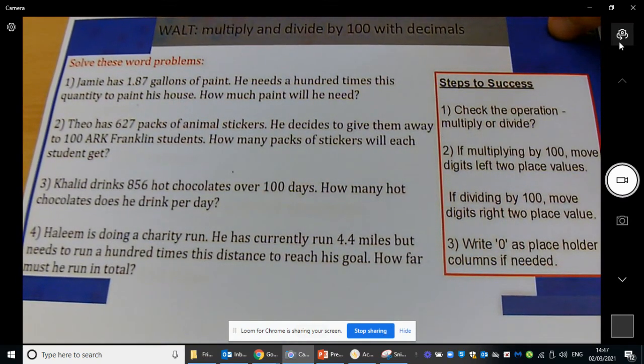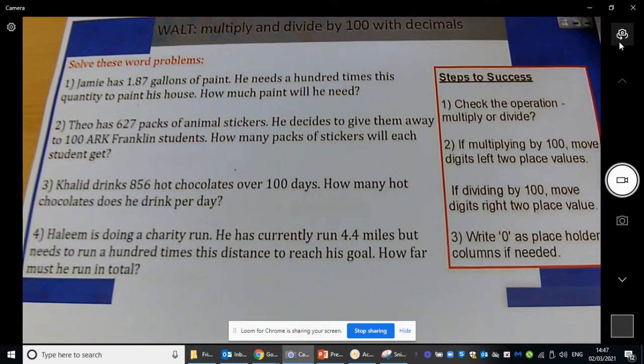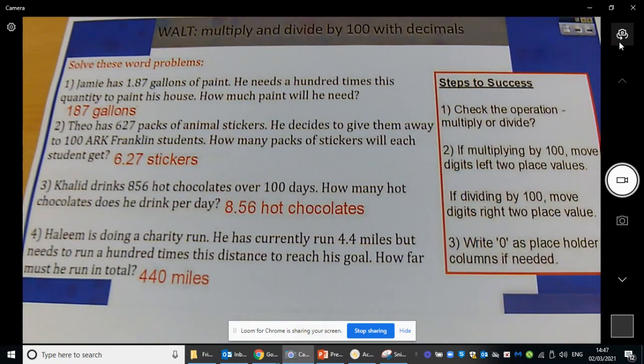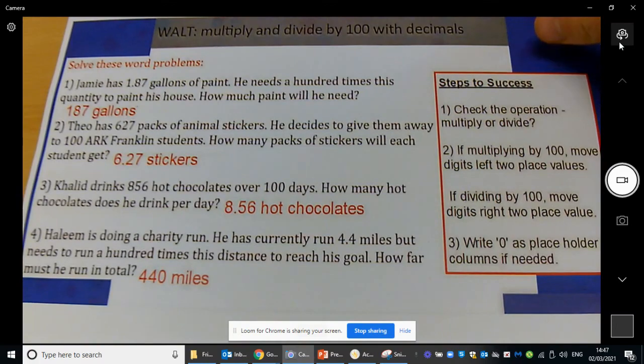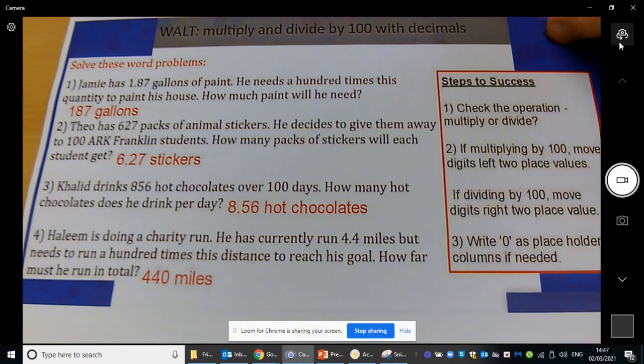Right, let's see how you guys got on. Grab that different color pen or pencil. And here are your answers. Pause the video if you need just to mark it.